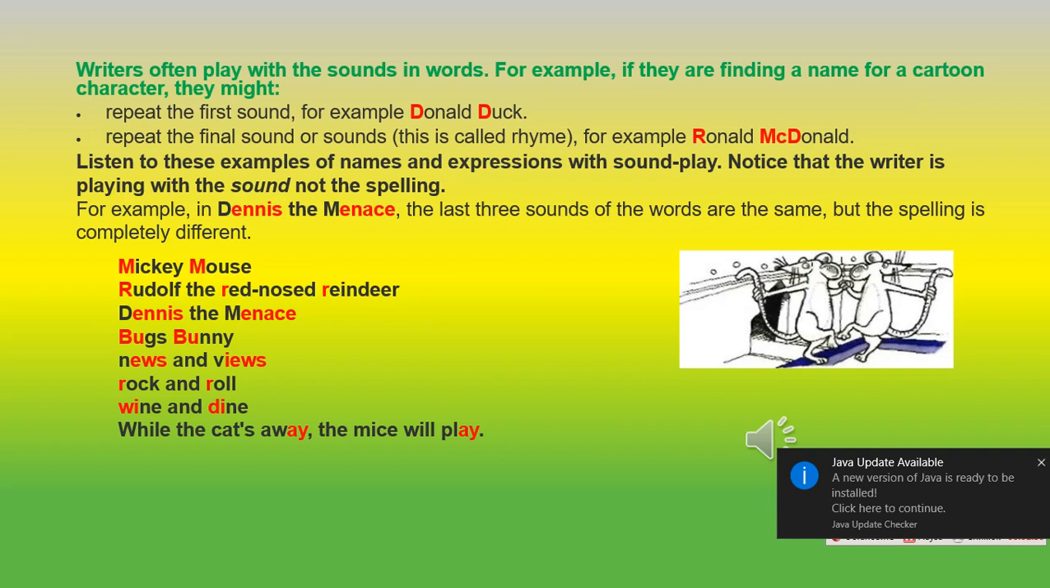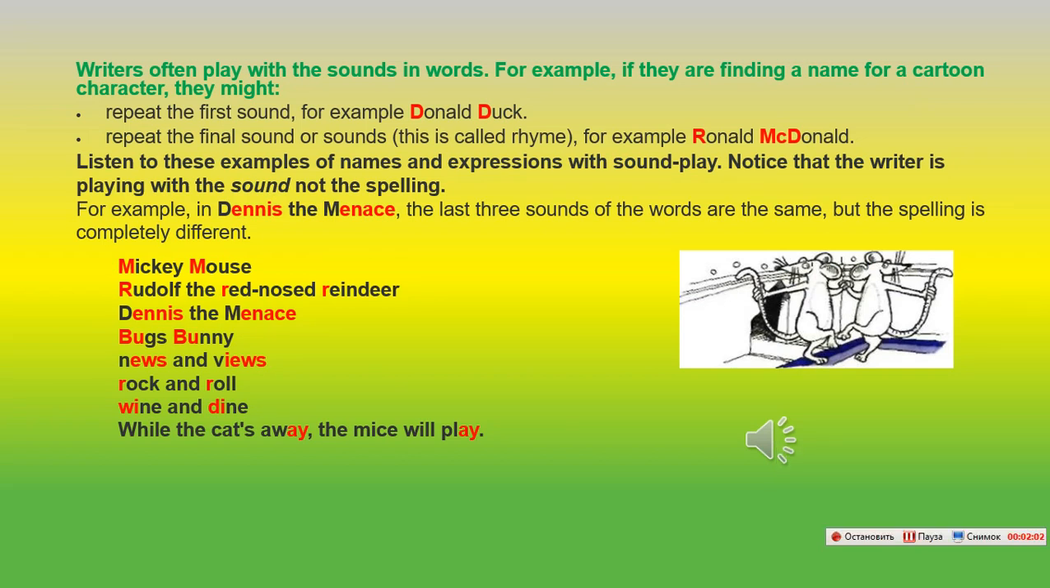Writers often play with the sounds in words. For example, if they're finding a name for a cartoon character, they might repeat the first sound, for example, Donald Duck. Or they might repeat the final sound or sounds. This is called rhyme. For example, Ronald McDonald.